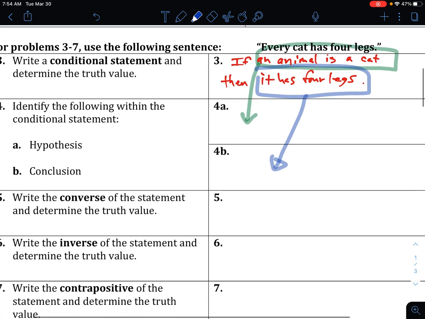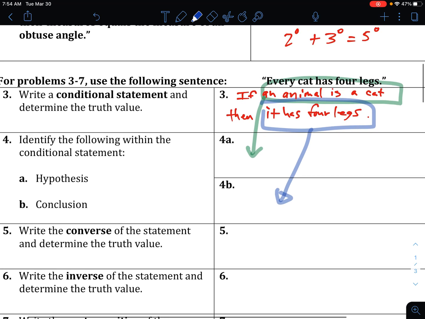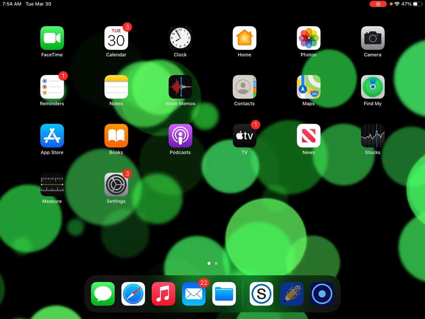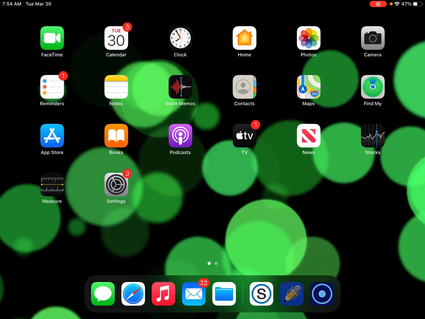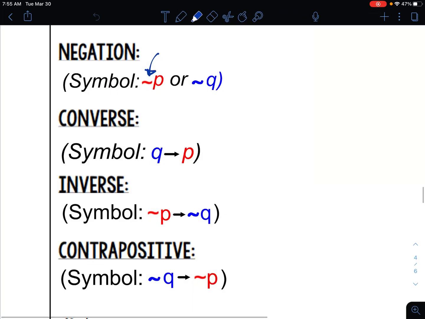Okay? And then write the converse of the statement. The converse, right? So if we go back to these notes, if you're not sure what to do, right here. All right, the converse says flip the Q, right? I'm looking at this one right here. Flip the conclusion and the hypothesis.